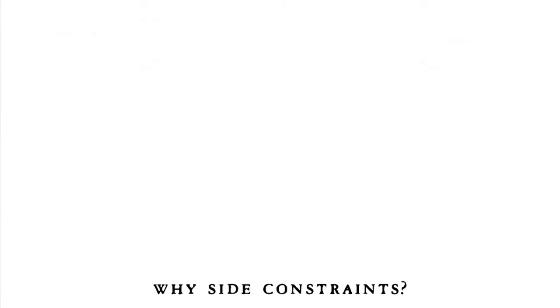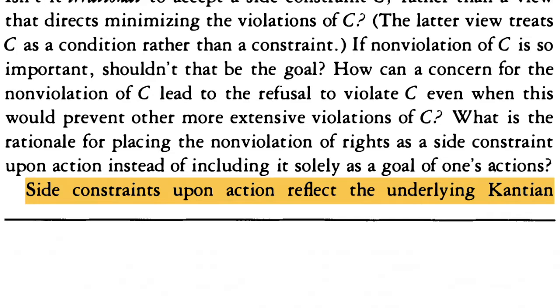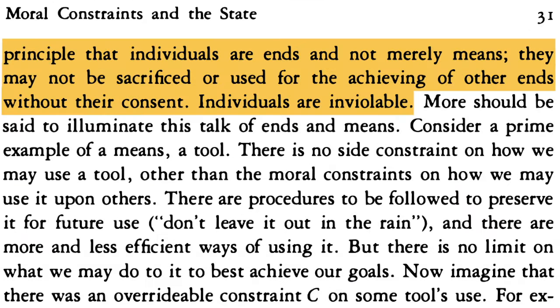Well, go to page 30 of Robert Nozick. Scroll all the way down there, and you'll see where Nozick says, constraints upon action reflect the underlying Kantian principle that individuals are ends and not merely means. They may not be sacrificed or used for the achieving of other ends without their consent. Individuals are inviolable. Inviolable? I can read words, I just can't say them. Anyway, you got it there.